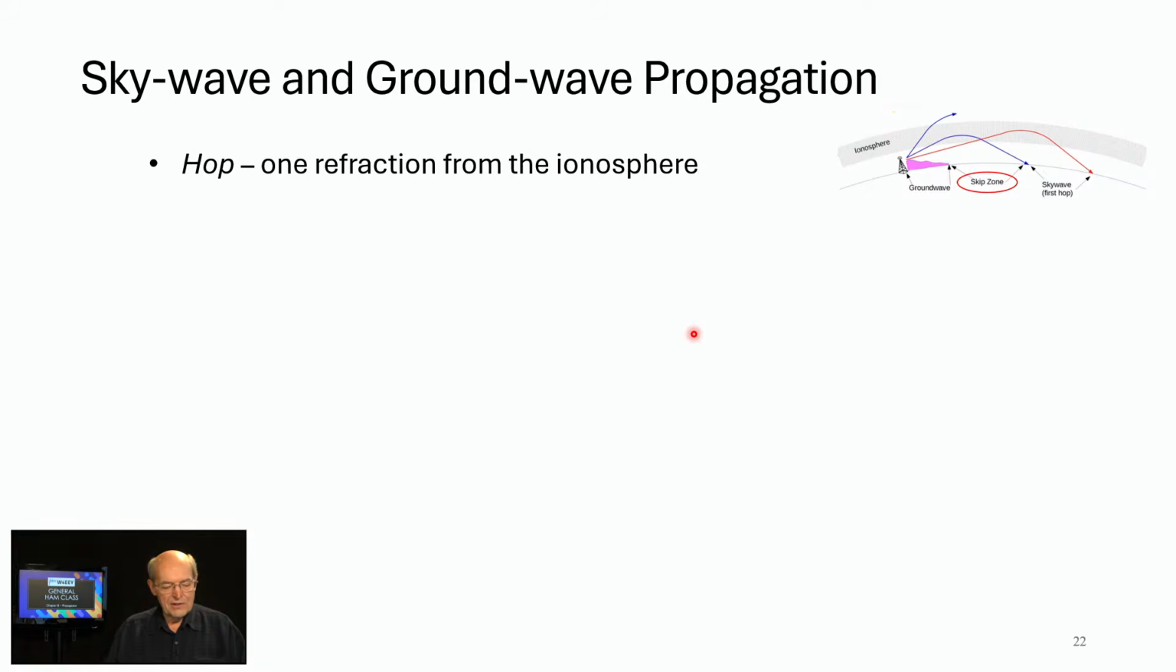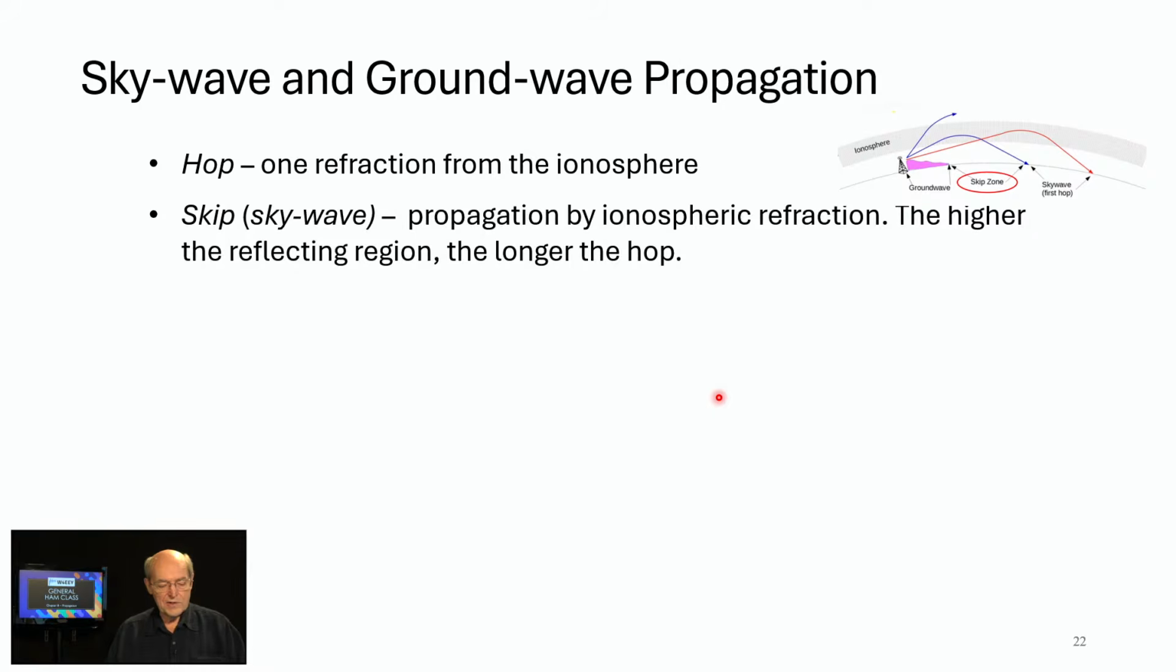A little bit more on sky wave and ground wave. The concept of hops we talked about. It's possible to go up, come down, and then go back up again. So a hop is one refraction from the ionosphere. Skip, propagation by ionospheric refraction. The higher the reflecting region, the longer the hop.